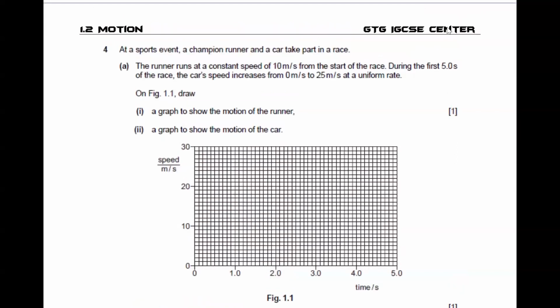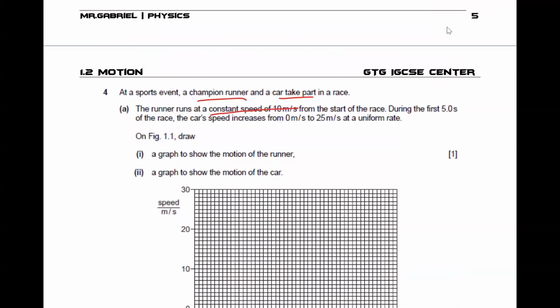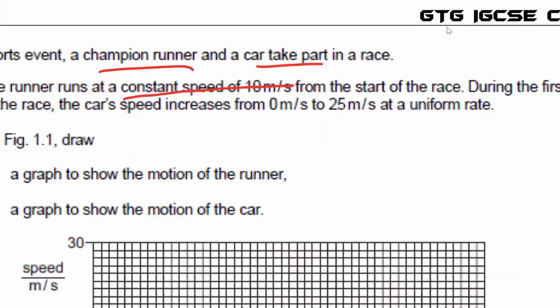Alright guys, pay attention. You're supposed to do something like this. At a sports event, a champion runner and a car take part in a race. A runner runs at a constant speed of 10 meters per second. This is your first information, right? It's moving at 10 meters per second at a constant speed, right?